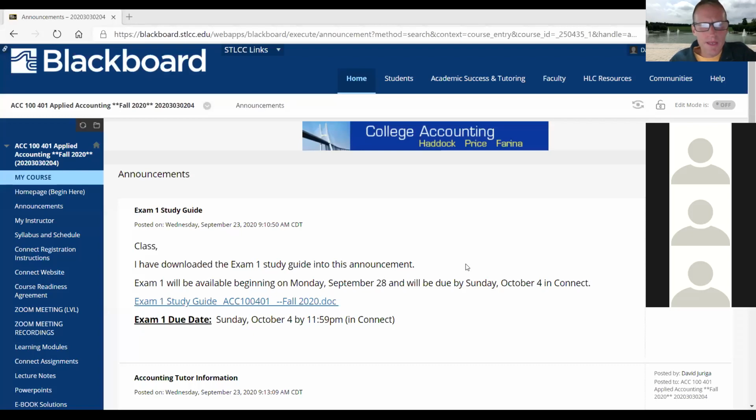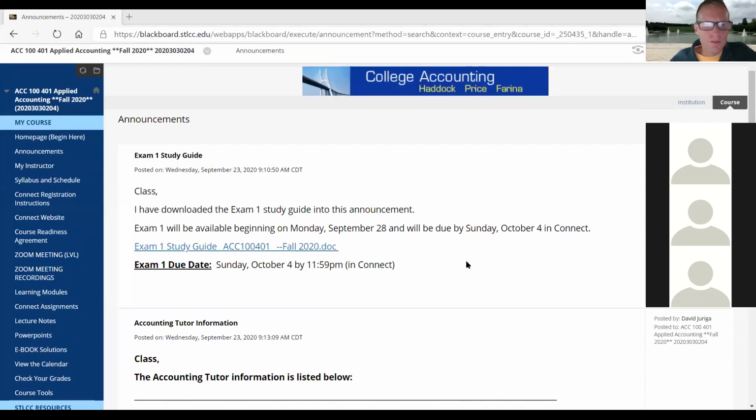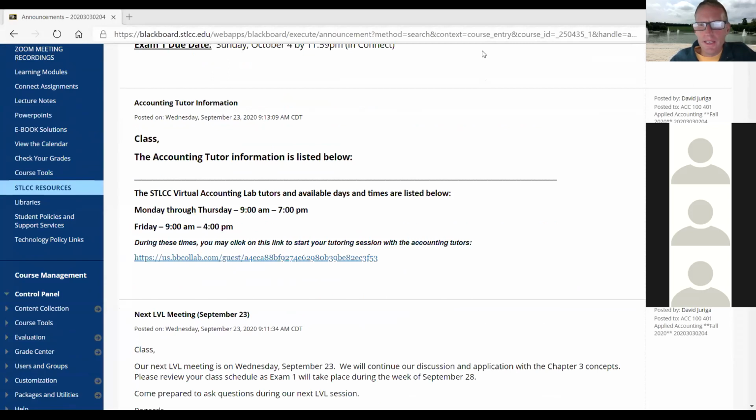Let me show you this real quick, and after I show it to you, if you have any questions, let me know. Let me first go into Blackboard. When you go into Blackboard, I put up a couple new announcements. Right here you can see the tutoring information. This is a collaborate link in Blackboard that you click. When you open it, it asks you to enter an email, and then you schedule an appointment time. They have all the hours: Monday through Thursday, it looks like 9 to 7, and Friday, 9 to 4.